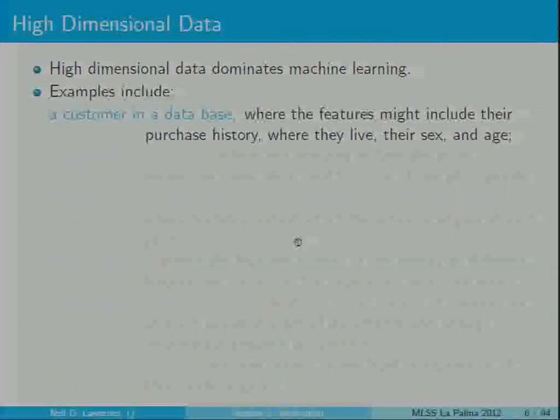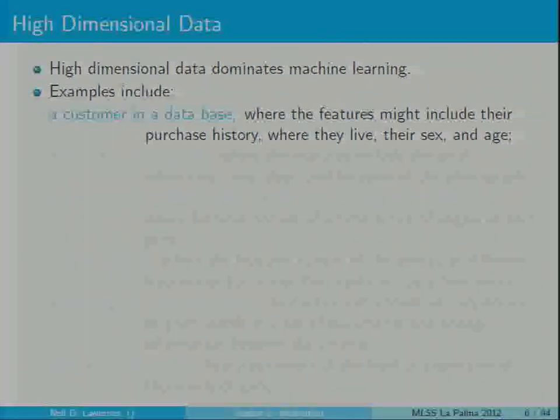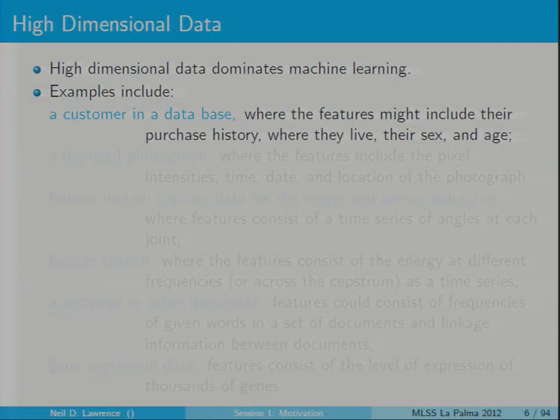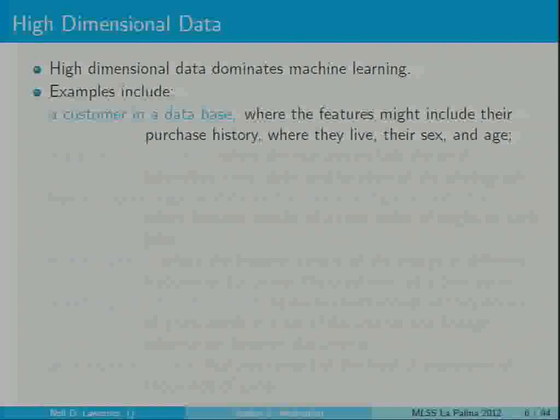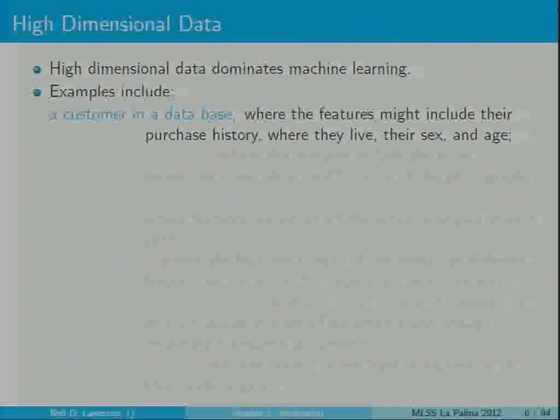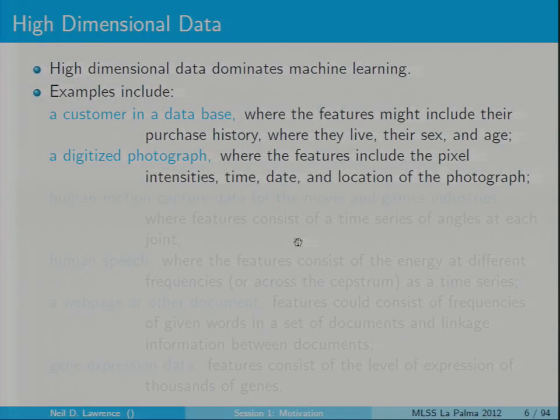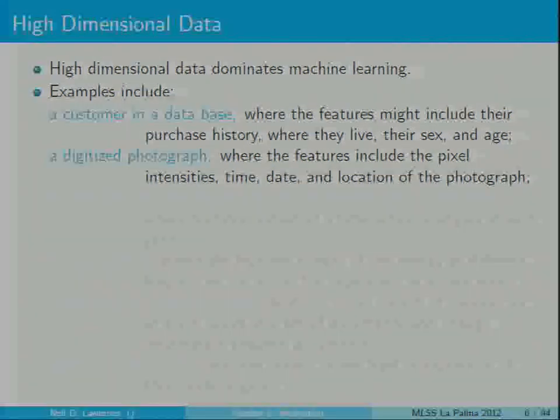So examples of high-dimensional data could be a customer in a database, and the features might include their purchase history, where they live, their sex, their age, their film preference, what tests have been done on them from a medical perspective. If you start trying to think of characterizing an individual in numbers, you're going to have a very large set of numbers. So a digitized photograph or video, it's got the pixel intensities, time, date, location of the photograph.